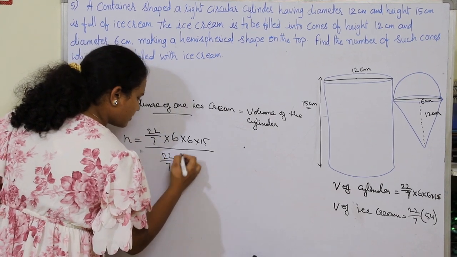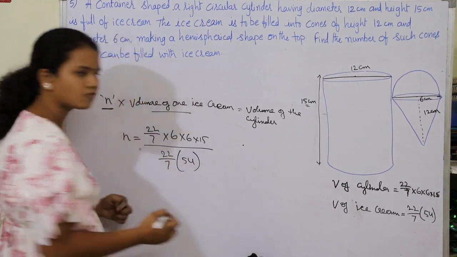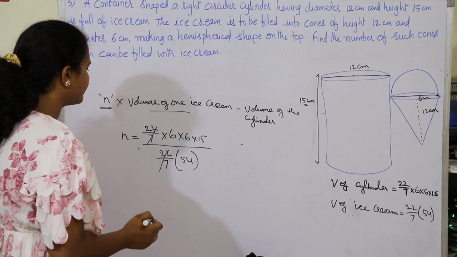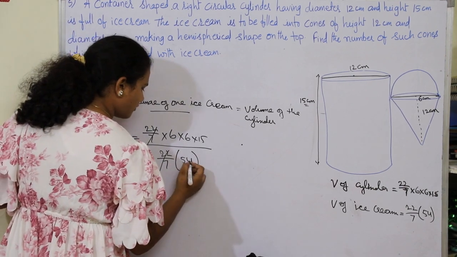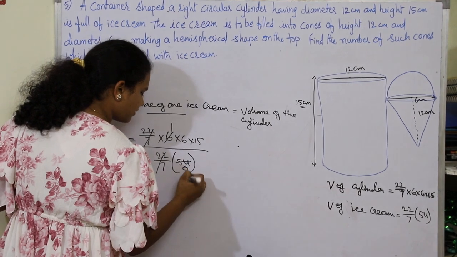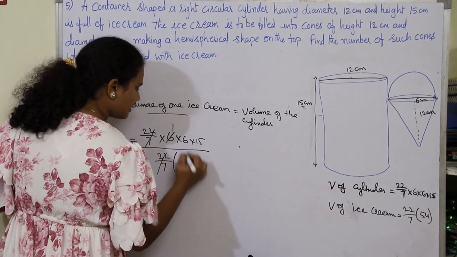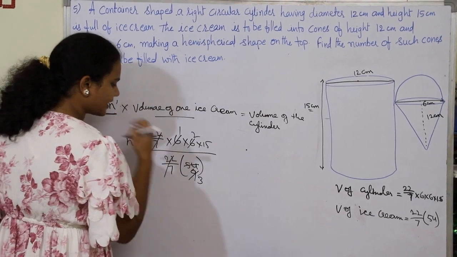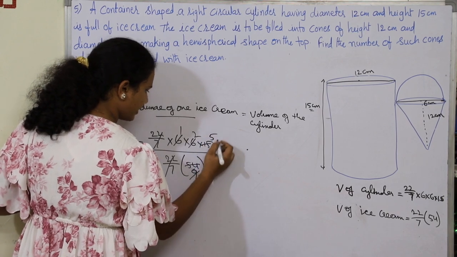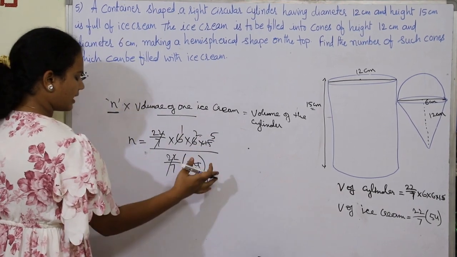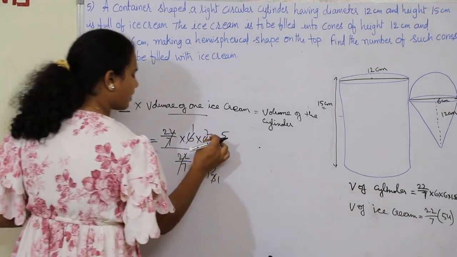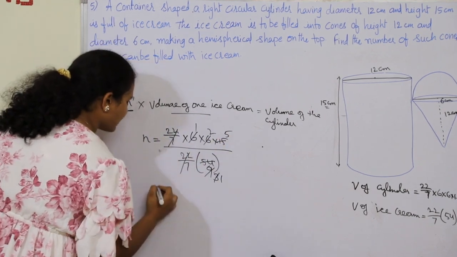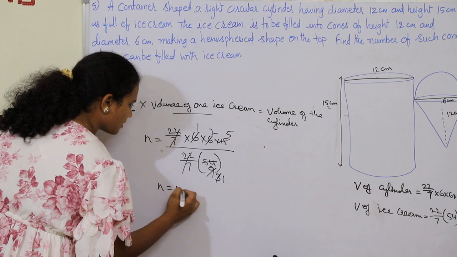Now here 22 by 7 gets cancelled. Now we have 54, right? 54 is 6 9's, 6 9 is 54, 3 3's are 9, 3 2's are 6. Further simplification: 3 1's are 3, 3 5's are 15, right? So 2 5's, nothing else remains apart from 2 and 5. So just multiply 2 into 5, which is 10. So n equals 10.